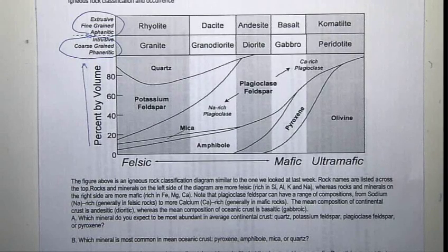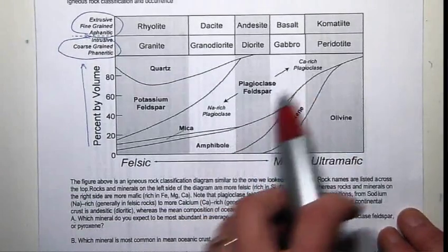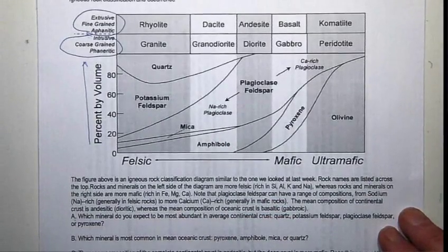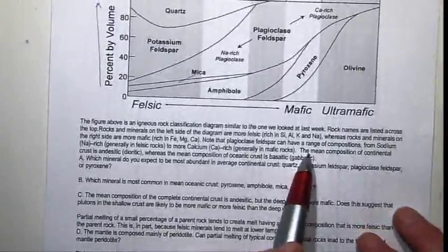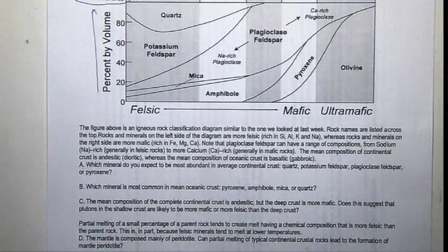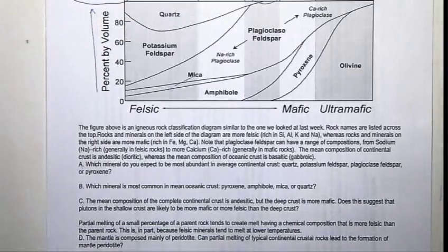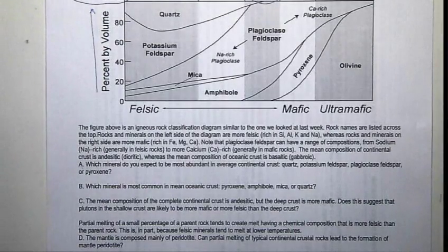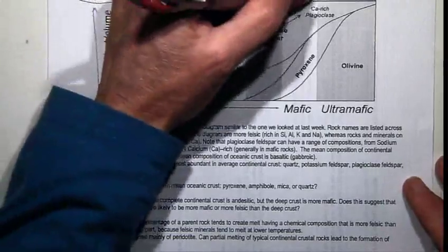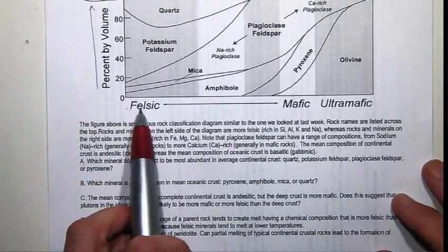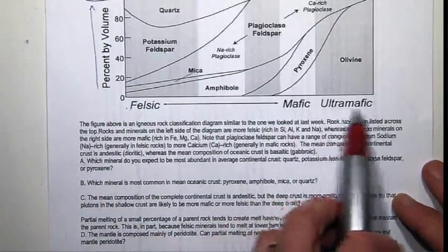What else does it give you? Plagioclase shows the continuous series range between calcium-rich and sodium-rich. And then just a little fact here that the mean composition of continental crust, so the average composition of the crust that we walk on is andesitic or dioritic. So not completely felsic, not completely mafic, but the mean composition of oceanic crust is basaltic or gabbroic. So I was going to write this, but this diagram does also show you that felsic is on this side, mafic is on this side, and then ultramafic.